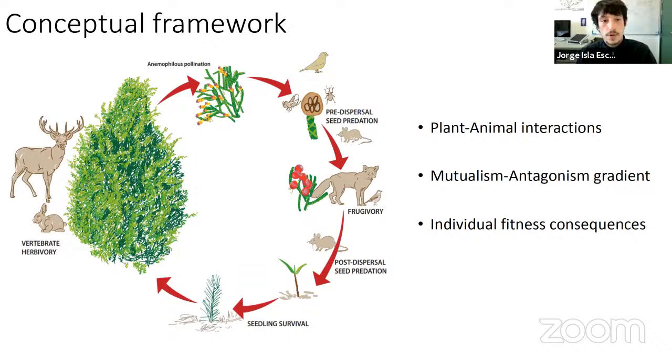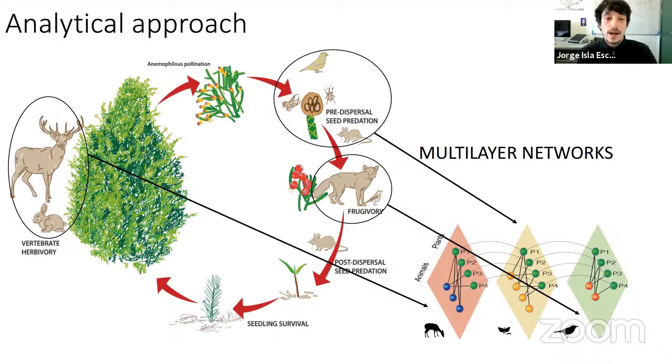And one of the analytical approaches that we are going to use in this thesis project, and I will explain it in more detail in chapter 4, is multilayer networks, which allow us to analyze the different patterns of interactions in an integrated way, analyzing not each type of interaction in a focused way, but rather analyzing the interactions from a more comprehensive, generalist point of view.